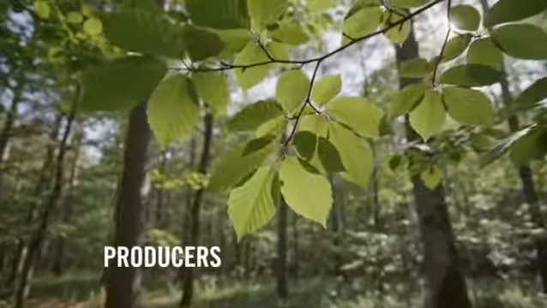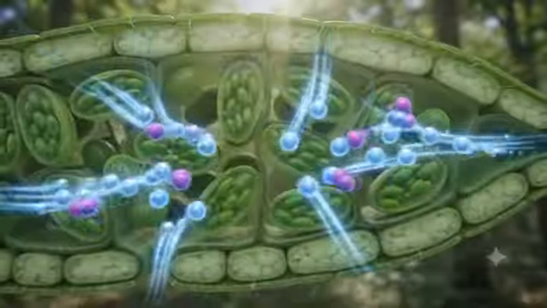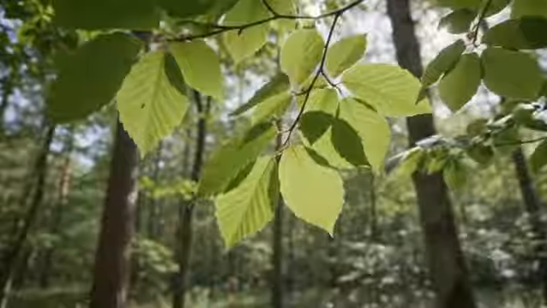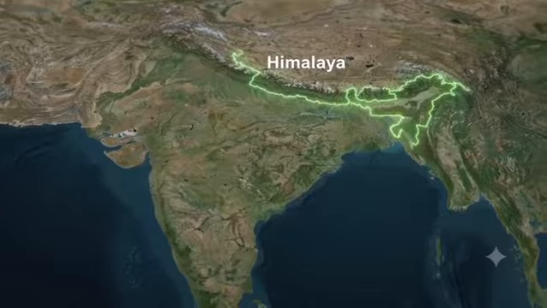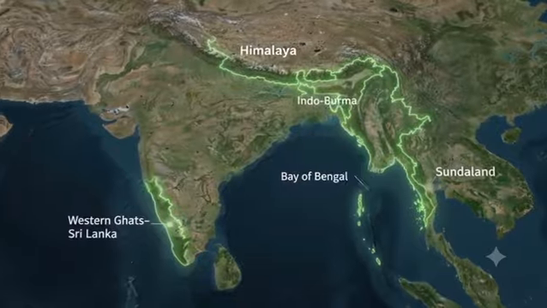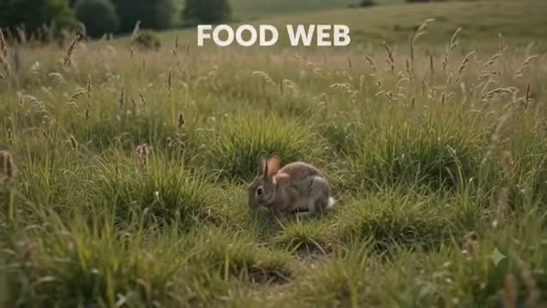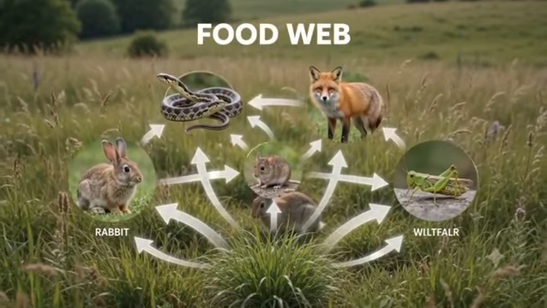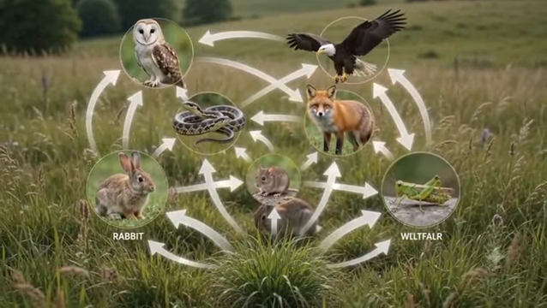Producers, such as green plants and algae, make food through photosynthesis. 4 global biodiversity hotspots cover parts of India and contain extraordinary endemic life. Interconnected food chains form a food web, providing multiple pathways for energy flow.